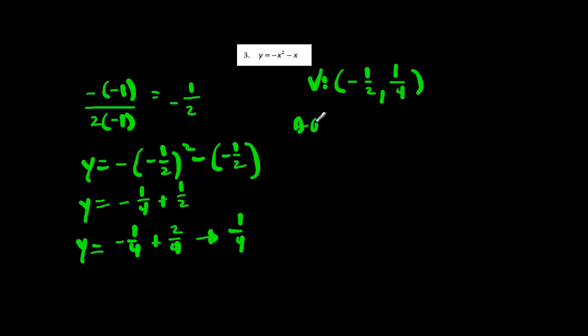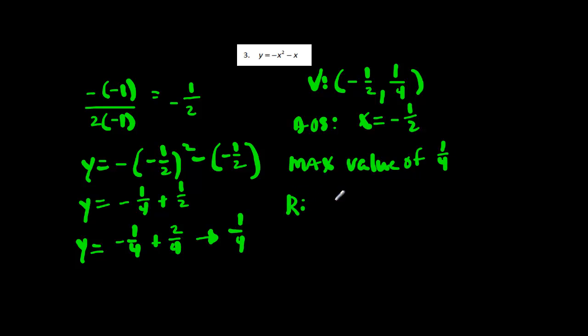That means that the axis of symmetry is x equals negative 1/2. It's opening down, so it has a max value of 1/4. And the range is the set of all y's such that y is less than or equal to 1/4.